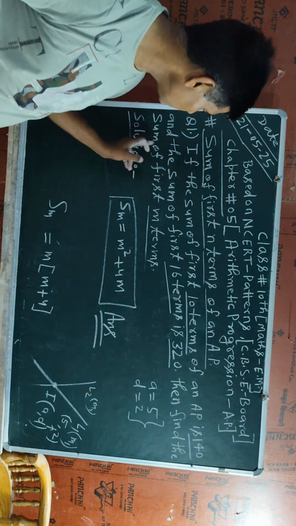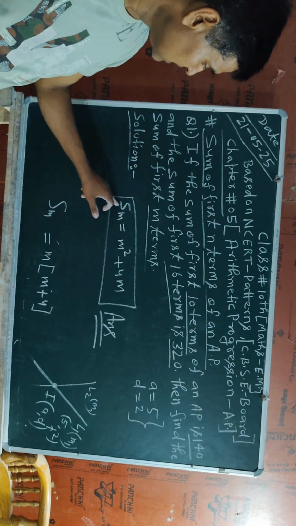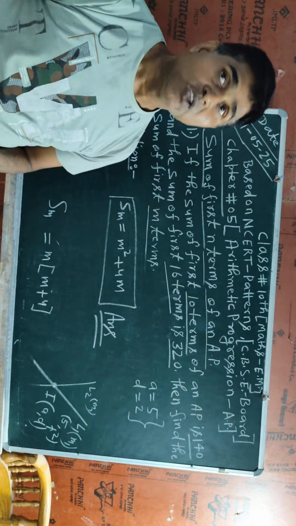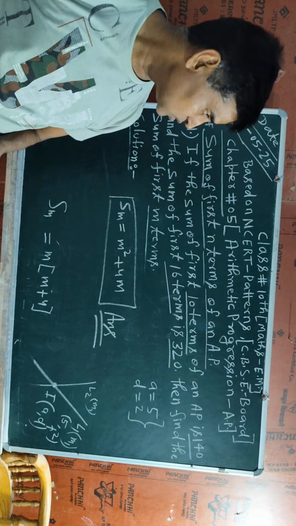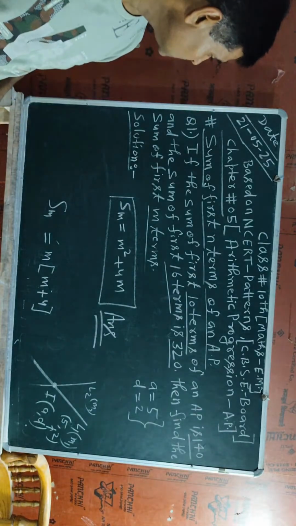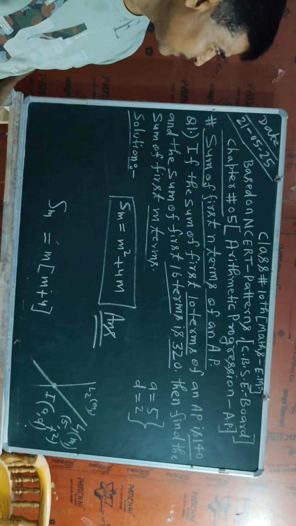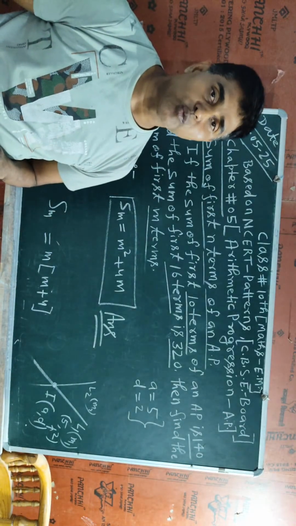So the sum of first m terms of an arithmetic progression, written as Sm, is equal to m square plus 4m. Okay, student. So this is the way we have to find the solution of any question of this type. We have to apply the concept of the sum of first m terms of an arithmetic progression.